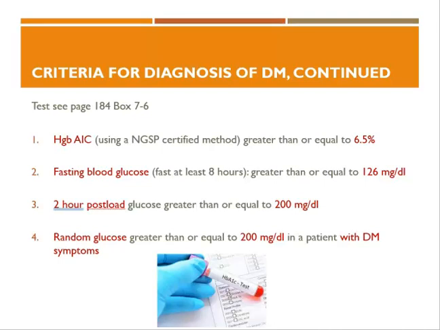For the hemoglobin A1C, it has to be greater than or equal to 6.5%. For the fasting blood glucose, this is a fast for at least 8 hours, and it has to be greater than or equal to 126 milligrams per deciliter. For the 2-hour post-load glucose, it has to be greater than or equal to 200 milligrams per deciliter. For the random glucose test, it has to be greater than or equal to 200 milligrams per deciliter, and the patient has to also have diabetes mellitus symptoms.